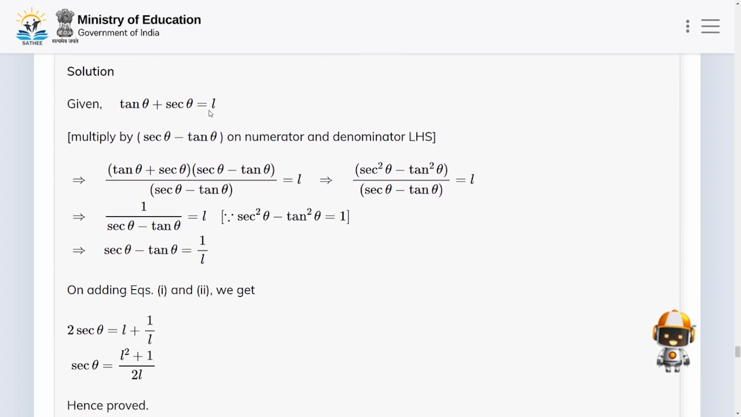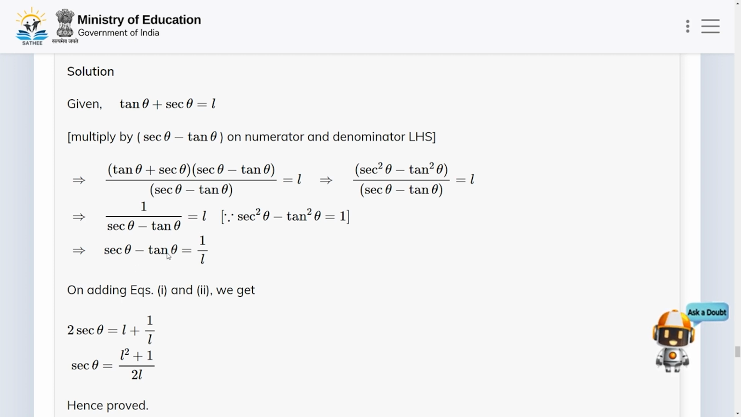Multiplying numerator and denominator on the left hand side by sec theta minus tan theta, we get tan theta plus sec theta into sec theta minus tan theta divided by sec theta minus tan theta is equal to L. Okay, and it implies sec square theta minus tan square theta by sec theta minus tan theta is equal to L. And here we know this formula, sec square theta minus tan square theta is equal to 1, so it implies 1 by sec theta minus tan theta is equal to L, and it implies sec theta minus tan theta is equal to 1 by L.